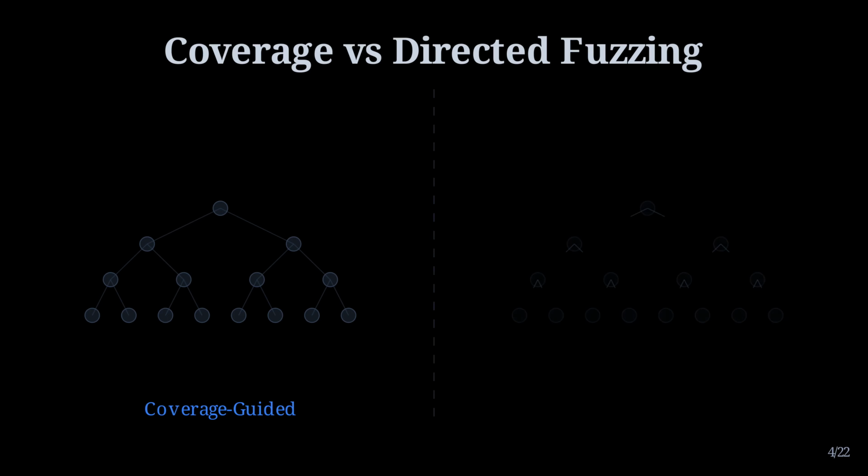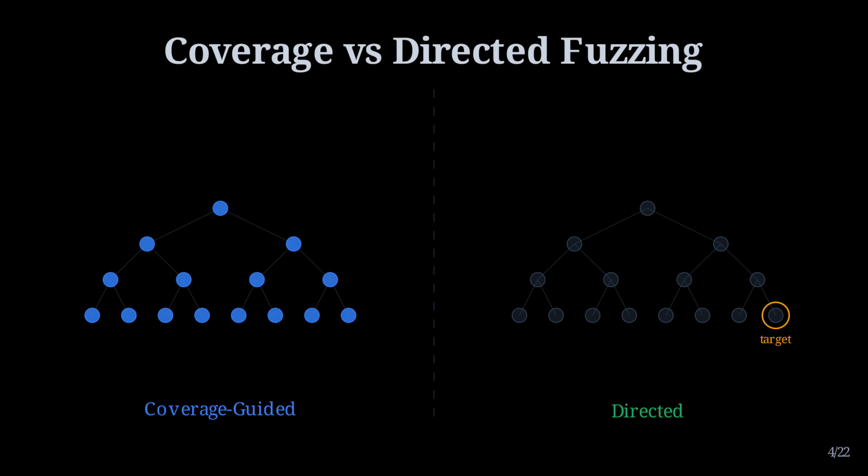Now, within fuzzing, there are two fundamentally different paradigms. The first is coverage based or coverage guided fuzzing. Tools like AFL, AFL++, and LibFuzzer treat every part of the program equally, and the goal is to maximize code coverage. That is to say, explore as many branches and paths as possible, without prioritizing any particular location.